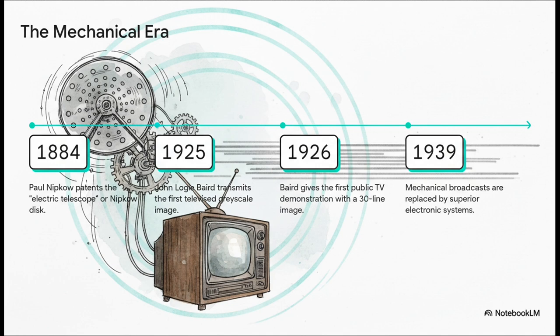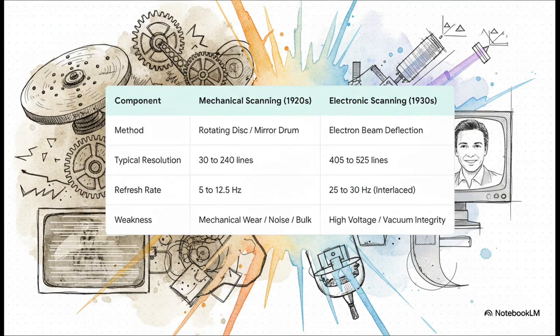But these systems, with their fuzzy 30-line images, were hitting a wall. You just can't spin a metal disc fast enough without it flying apart. And the difference between the old way and the new way was, well, night and day. Just look at that jump in resolution, from 240 lines max with a spinning disc to over 400 with electronics. The mechanical way was noisy, it was bulky, and the image flickered like crazy. It was an incredible proof of concept for sure, but it made it crystal clear that a totally new approach was needed.